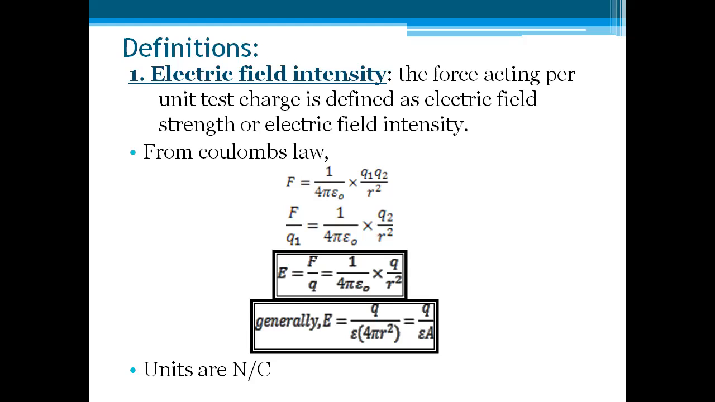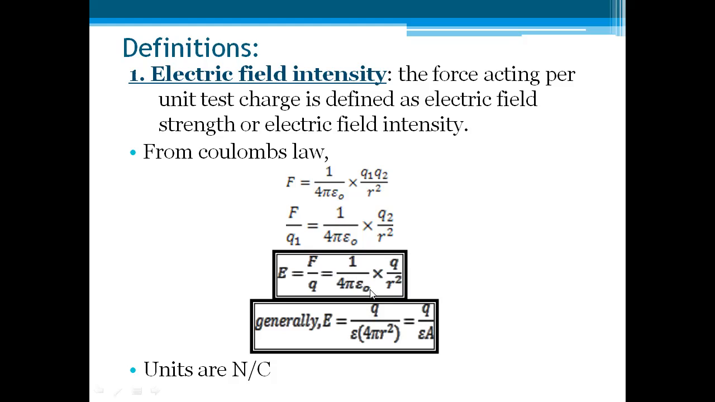And from Coulomb's law, you know that the force between any two charges Q1 and Q2 is given by 1 by 4 pi epsilon naught Q1 Q2 by R square. Then F by Q1 is nothing but 1 by 4 pi epsilon naught Q by R square. So F by Q, force per unit charge, is nothing but electric field intensity. Therefore, E is equal to F by Q is equal to 1 by 4 pi epsilon naught Q by R square.